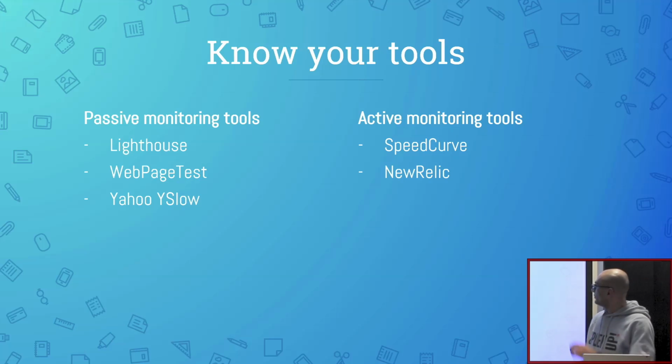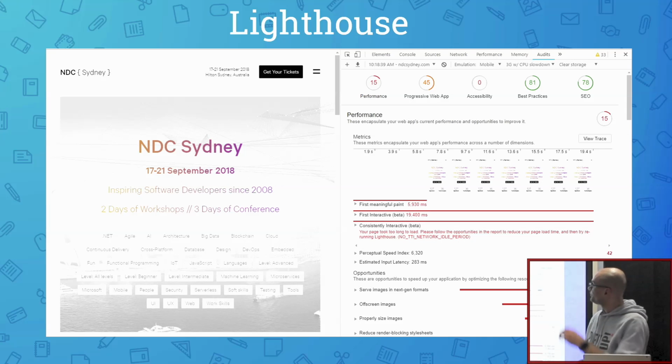And you have active monitoring tools, which are very good for gathering information in your live environment or your production environment, which is SpeedCurve and New Relic, right? There are many, many other tools. I just gathered a couple of very well-known and most used tools that front-end developers will use.